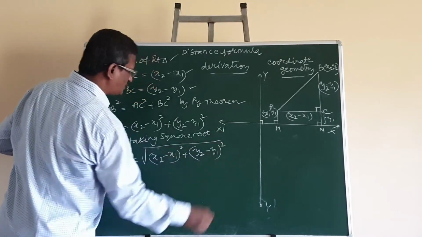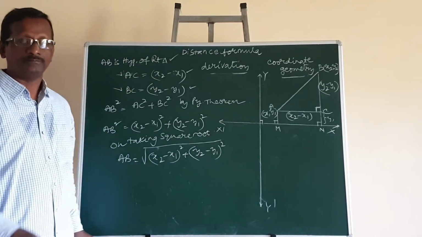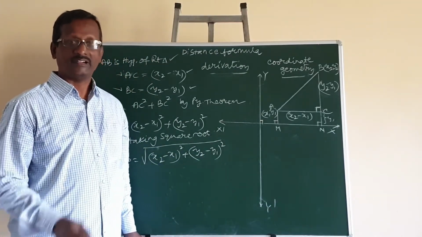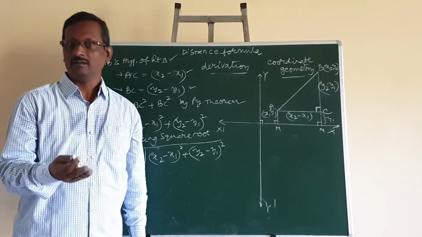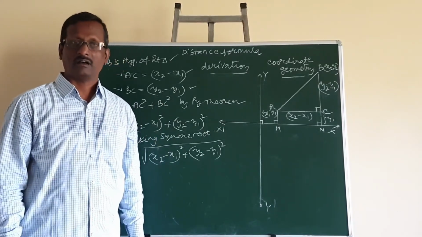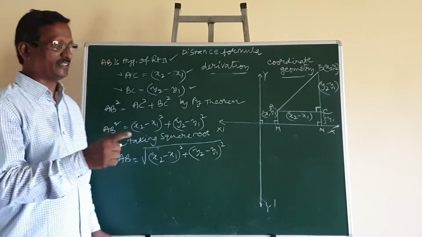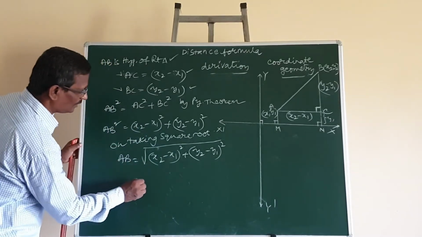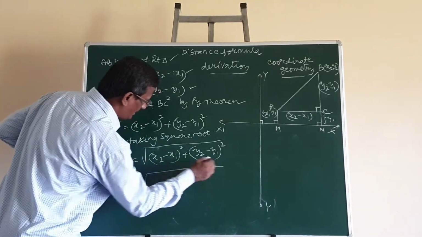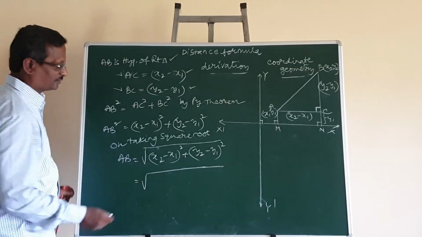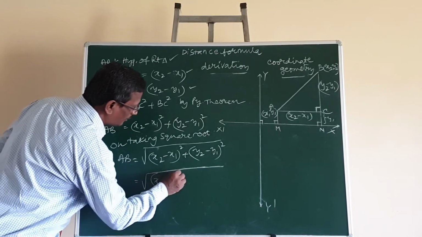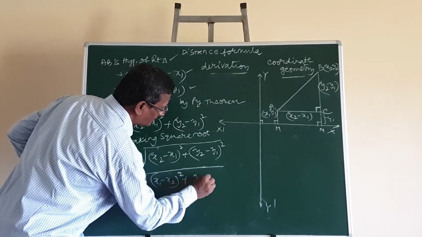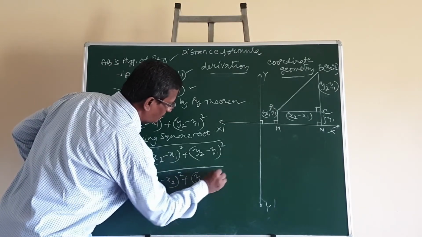AB is equal to under root of x2 minus x1 whole square plus y2 minus y1 whole square. This distance formula has much flexibility. It's because I have explained that a minus b whole square and b minus a whole square are one and the same. So the flexibility is, instead of x2 minus x1, we can also say x1 minus x2 whole square plus y1 minus y2 whole square.